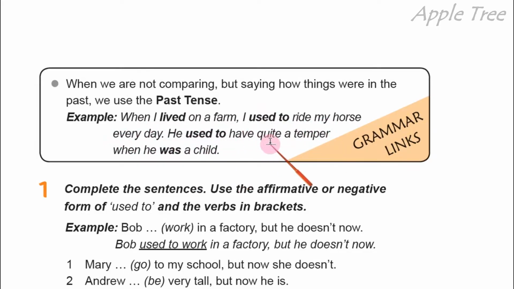He used to have quite a temper when he was a child.